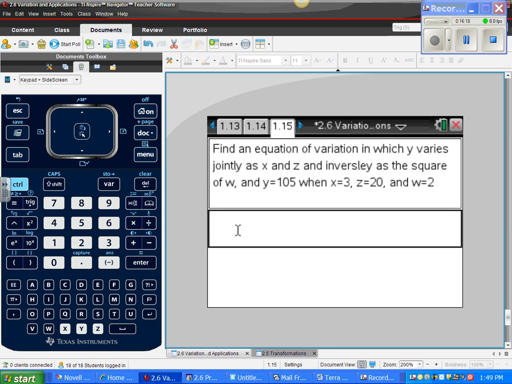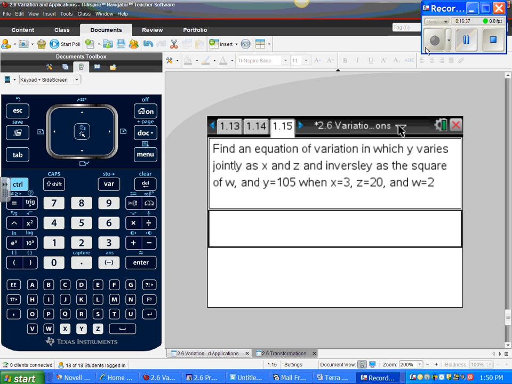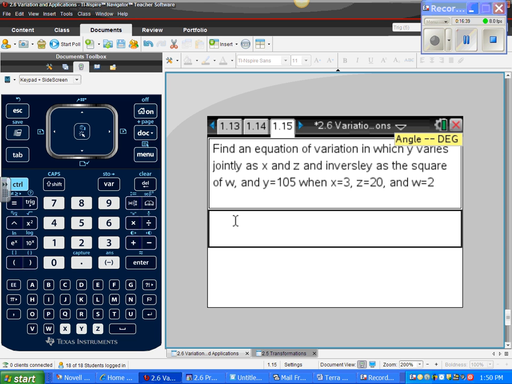Okay, find an equation of variation in which y varies jointly as x and z and inversely as the square of w. And y equals 105 when x equals 3, z equals 20, and w equals 2. All right, so we have to kind of pull this apart little by little. Okay, so this one's a little bit different, all right?